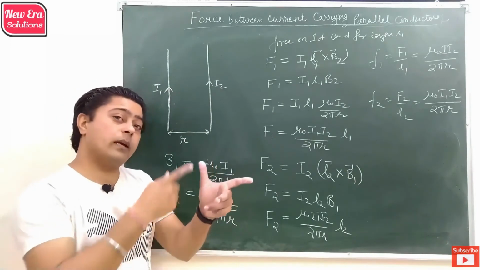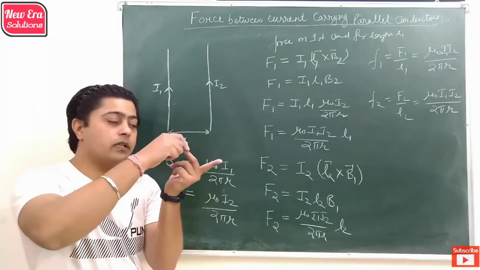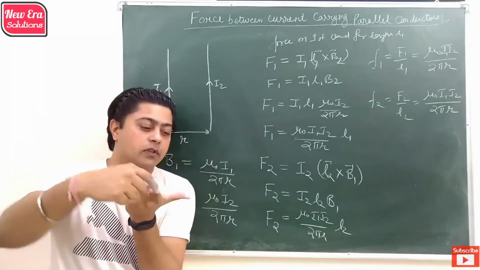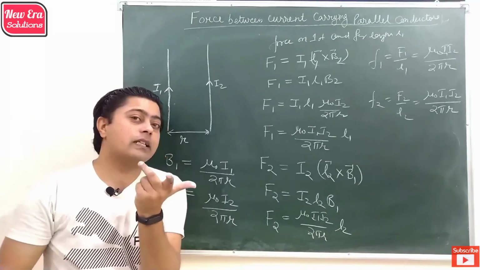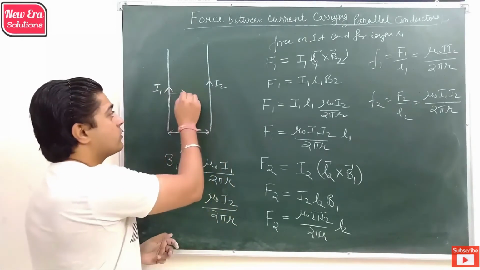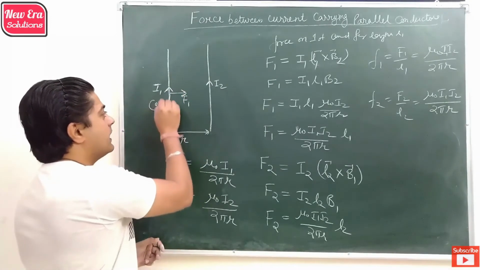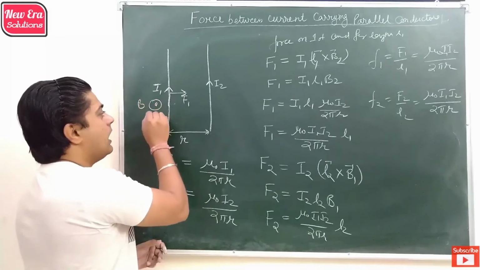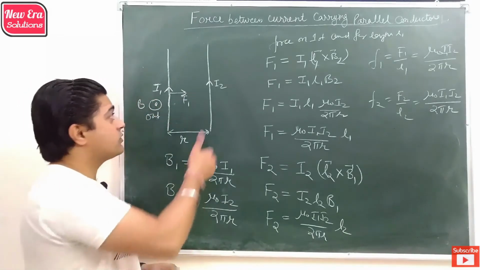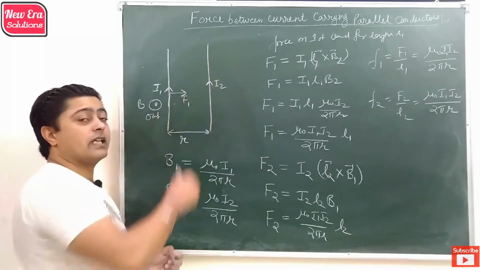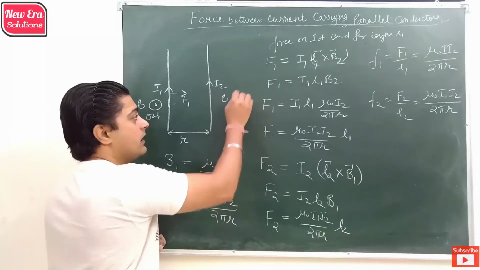Then according to Fleming's left hand rule, the direction of current is upward and the direction of magnetic field is outward, so the direction of force on the first conductor is towards the second conductor. So the direction of force on the first is towards the second conductor because the magnetic field is in an outward direction. Now the force on the second is due to the first's magnetic field, which is acting in an inward direction. So B1 is in an inward direction.